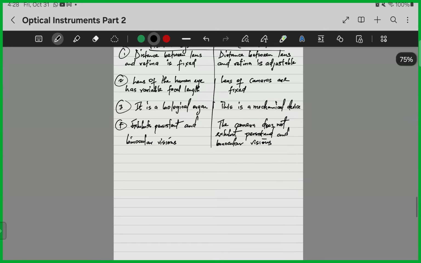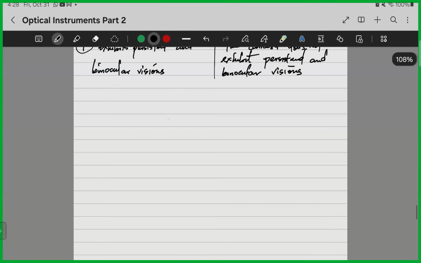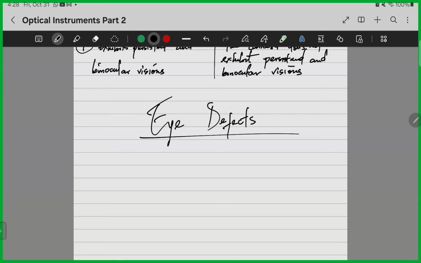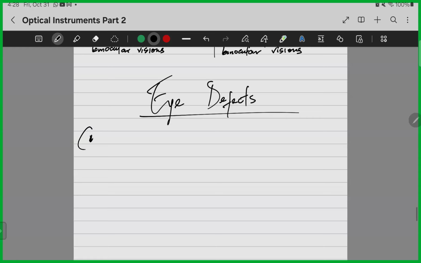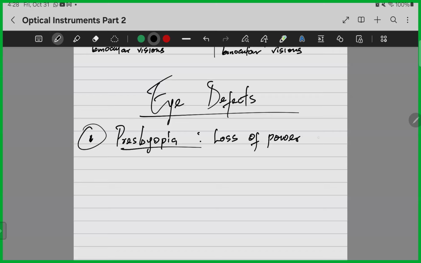Now we bounce into the next subtopic, which is eye defects. Very interesting one. One of the reasons why it's interesting is because I have 4 eyes. Eye defect number one, presbyopia. Presbyopia.